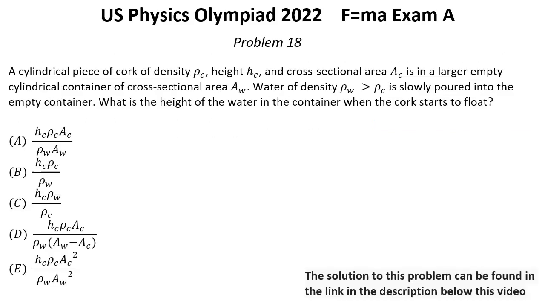Problem number 18. A cylindrical piece of cork of density rho c, height hc and cross-sectional area Ac is in a larger empty cylindrical container of cross-sectional area Aw. Water of density rho w, greater than rho c, is slowly poured into the empty container. What is the height of the water in the container when the cork starts to float?